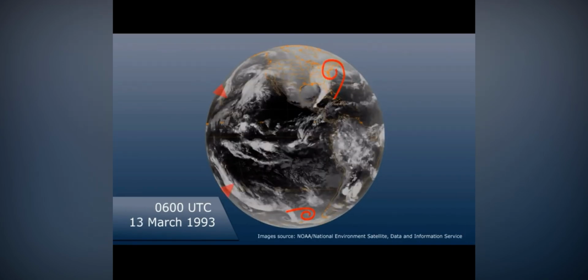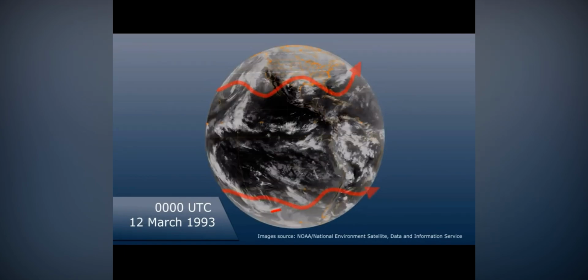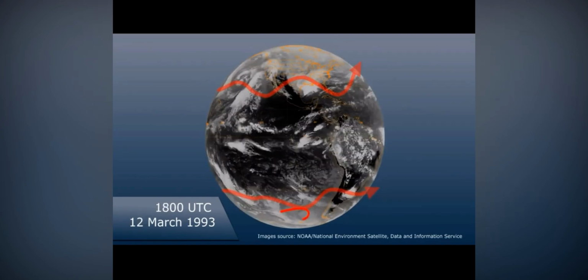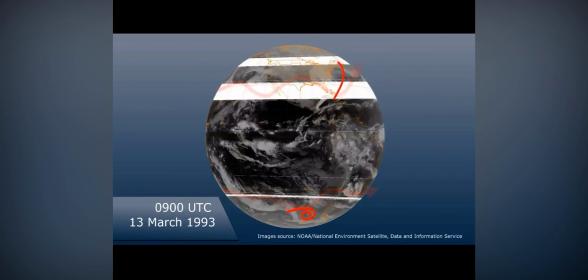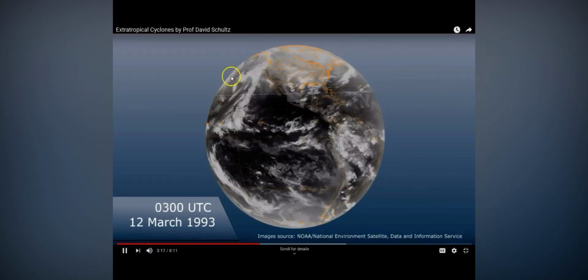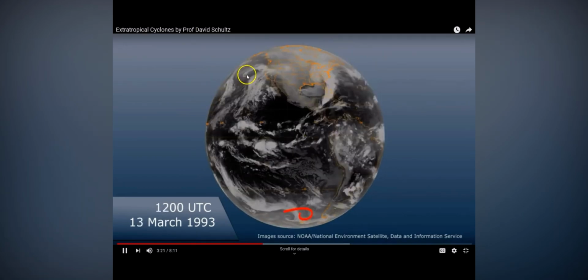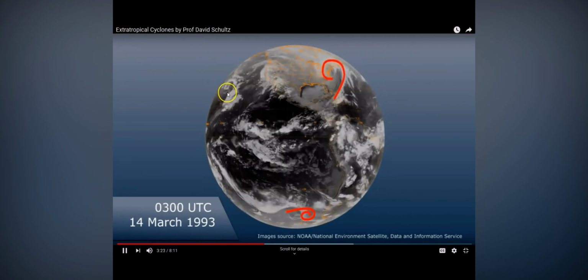Winds around these mid-latitude cyclones blow around the low counterclockwise in the northern hemisphere and clockwise in the southern hemisphere. These cyclones tend to move along with the jet stream from west to east, with the comma shape becoming more pronounced and wrapped up as the cyclone evolves.